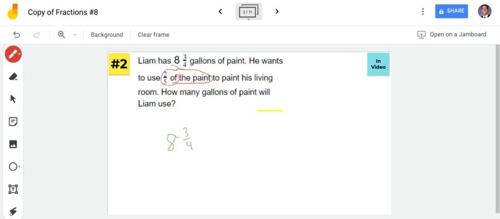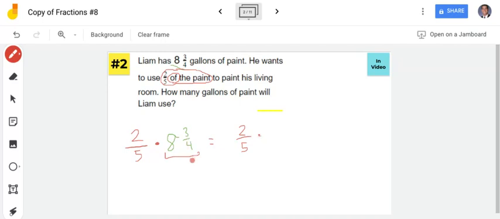Okay, remember I talked to you in previous lessons about the word of. Of in math means multiply. So I want 2/5 of, or 2/5 times the amount of paint. And this right here, 8 3/4, is the amount of paint that he has. So I want 2/5 of, or times the amount of paint. So 8 3/4. Because I'm multiplying with mixed numbers, I'm going to use the C method to make this mixed number an improper fraction. Okay, so I'm going to have 2/5 of, or times, whatever this is, as an improper fraction.